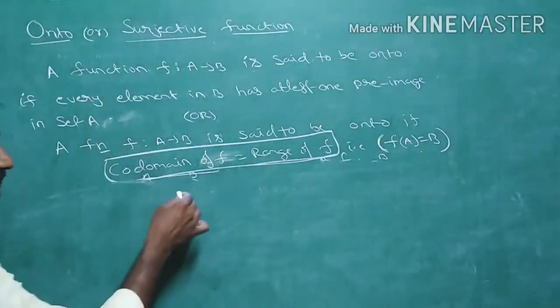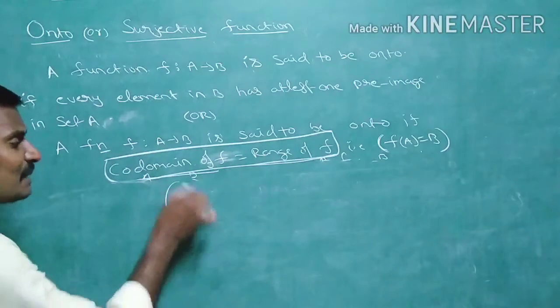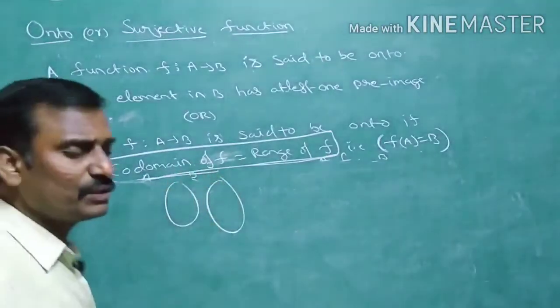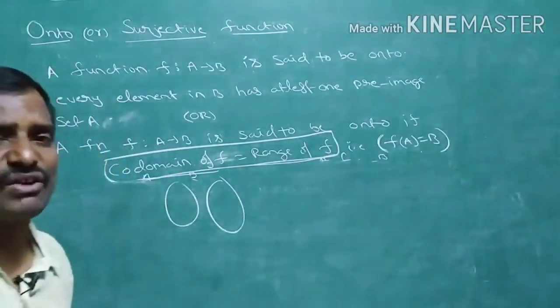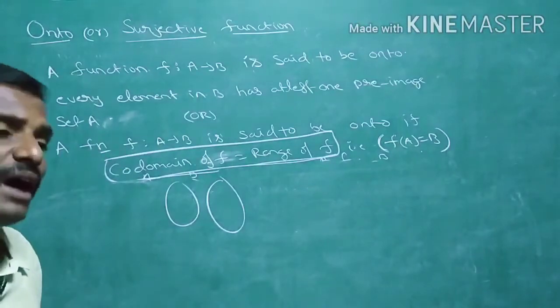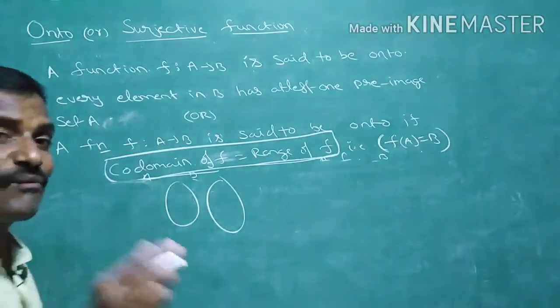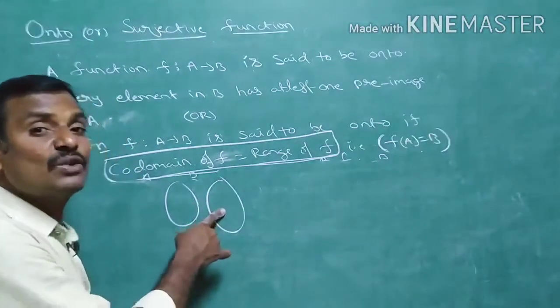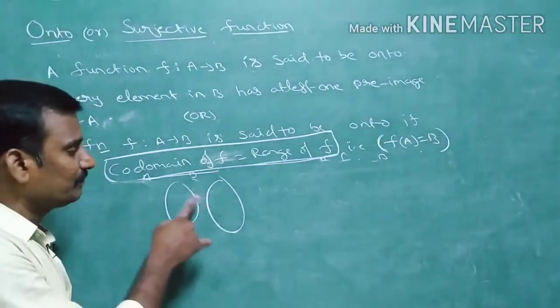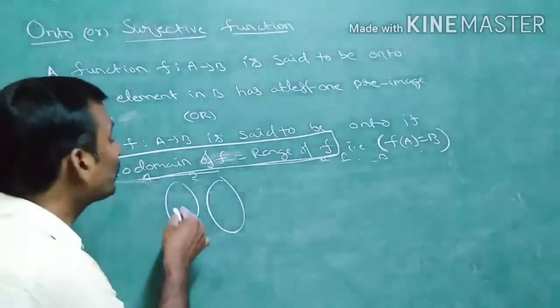So what is the definition of into? A function which is not onto is called an into function. At least one element in set B has no preimage in set A, that is called an into function.